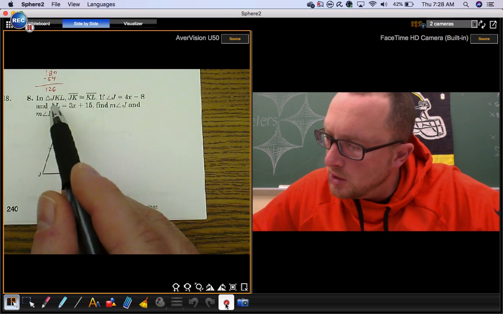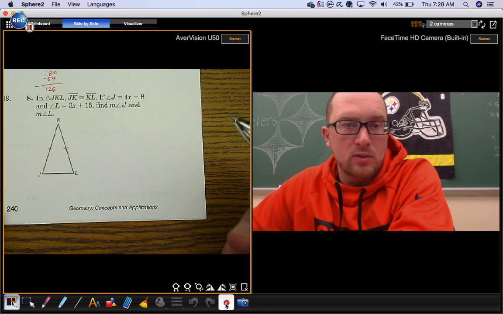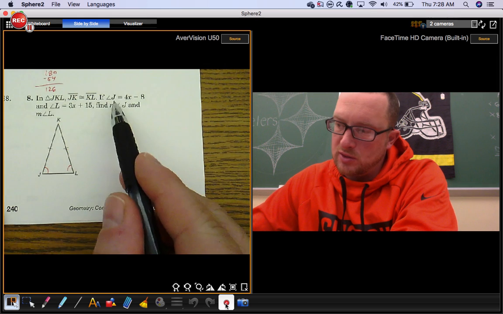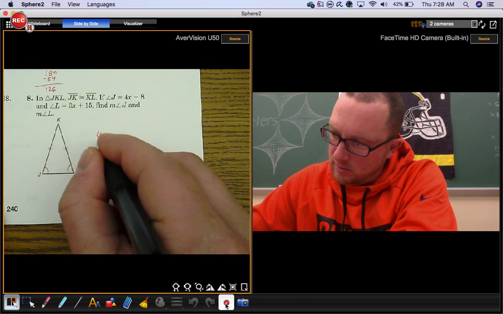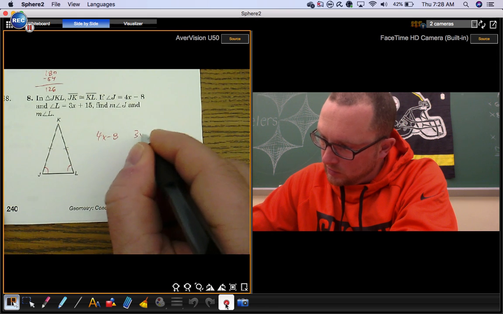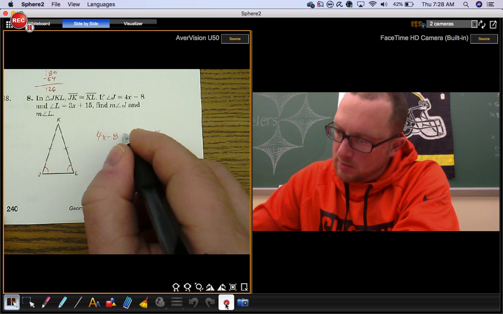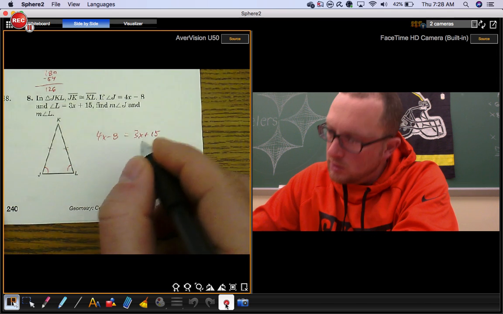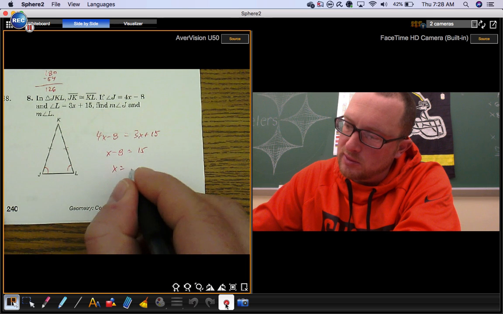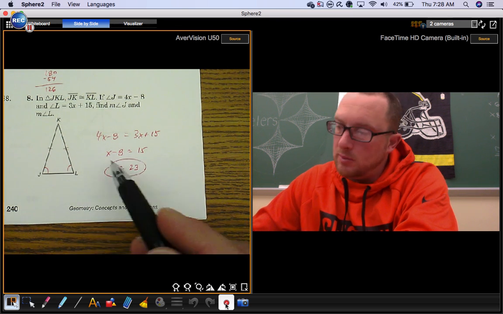Okay, last one. In triangle JKL, segment JK is congruent to segment KL. That makes an isosceles triangle. So you know these two angles are the same. So they're telling you the measure of angle J. It's 4x minus 8. They're also telling you the measure of angle L. It's 3x plus 15. If they're the same, set them equal. We'll subtract 3x from both sides. Then we'll add 8 to both sides. X is 23. But they didn't ask you to do that.